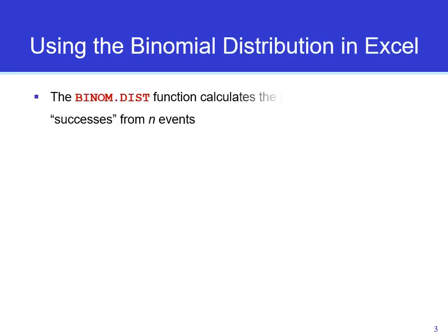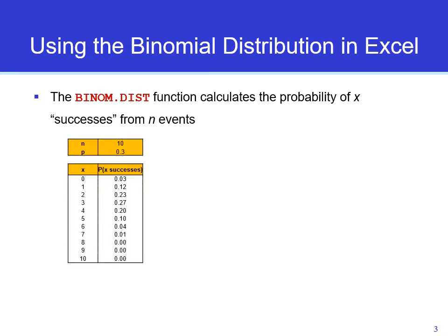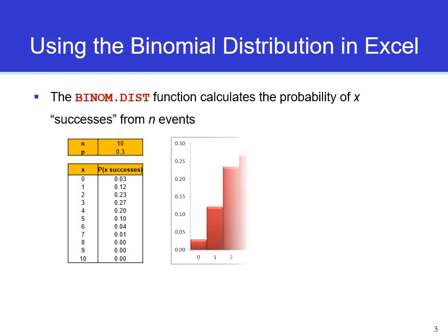Using binomial distribution in Excel. The command binom.dist, the binomial distribution function, calculates the probability of X number of successes from n events. So suppose that n is 10 and the probability of success is 30%. Then you can actually use Excel to find this probability. The probability for 0 successes is 3%, 1 success is 12%, 2 successes is 23%, 3 successes is 27%, and so on and so forth. So let's see how it works.